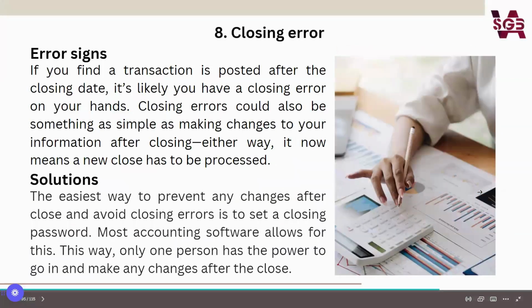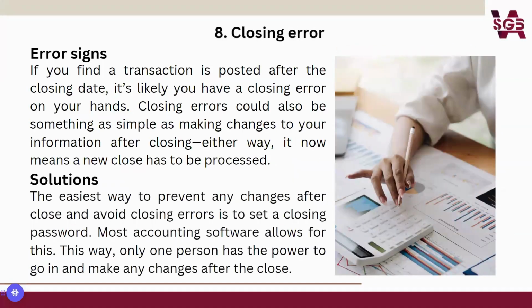Eighth type of error is the closing error. So this kind of error happens after you report your financial statements to the revenue agency. If you find a transaction is posted after the closing date, it's likely you have a closing error on your hands. Closing errors could also be something as simple as making changes to your information after closing. Either way, it now means a new close has to be processed.